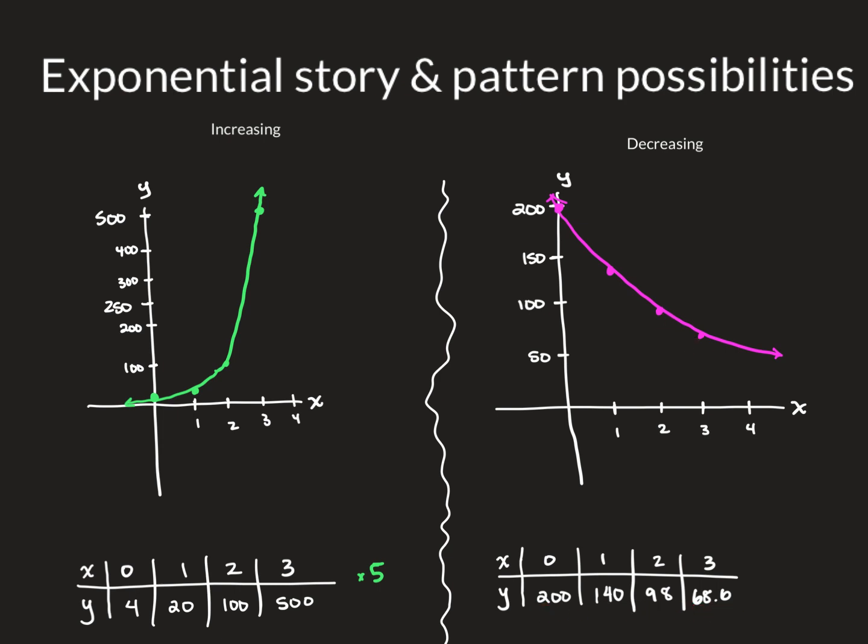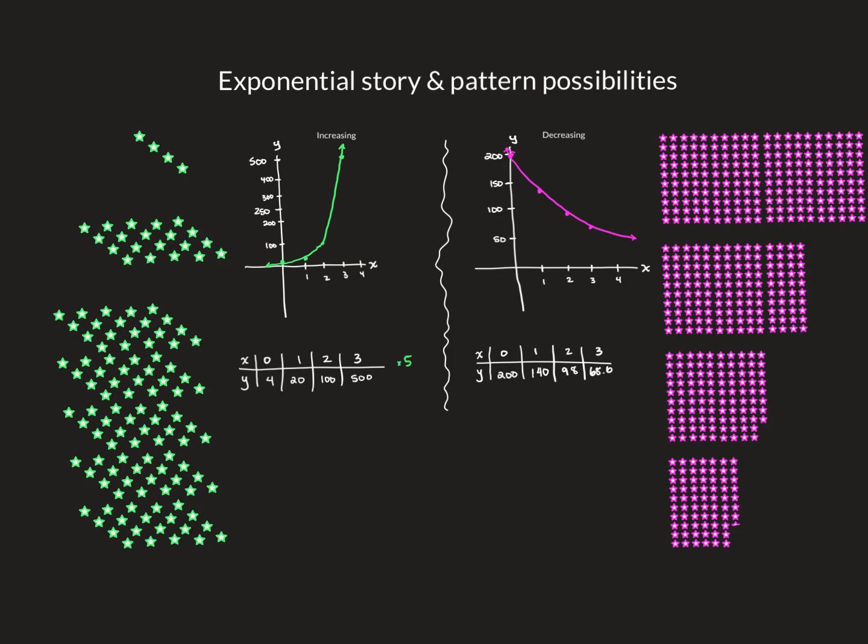So what kind of things might we use for this? Well, a pattern might look like this. Over here, you're going to start with 4, then you multiply by 5, you get 20. You multiply by 5, you end up with 100. Here, we've got 200 to start with. Then you multiply by 0.7, and you're going to get 140, and you get less and less, and notice that it's decreasing as you move along. So these are each examples of just what you could do with a visual pattern.